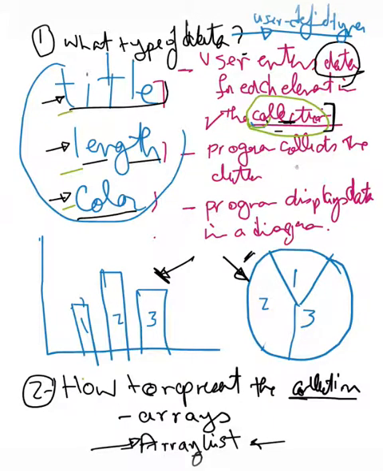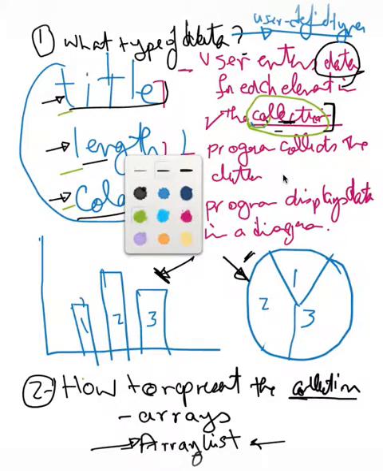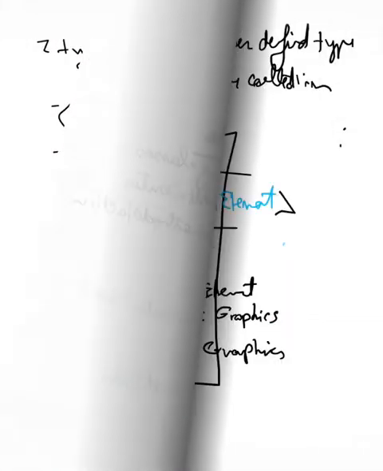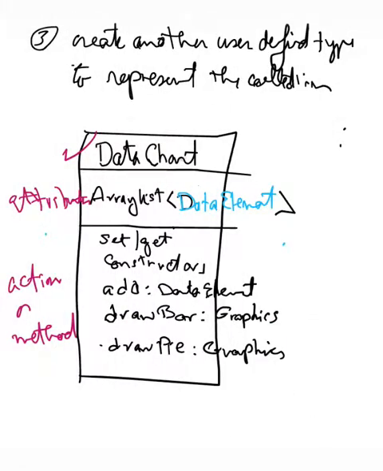Now, the third question is that the program needs to collect the data. So how would the program collect the data, and how would the program display the data in the diagram? Now notice what we did here in the creation of the collection. We said that the data chart will have a method to draw a bar chart representation of the collection and draw a pie chart representation of the collection. So how do we go about creating or looking at the collection of the data?